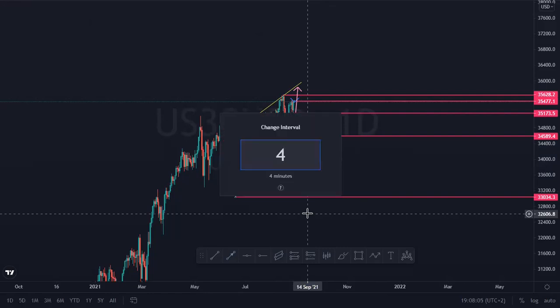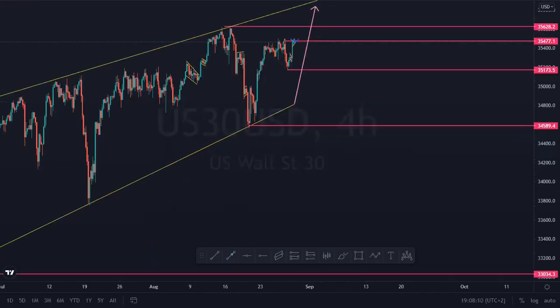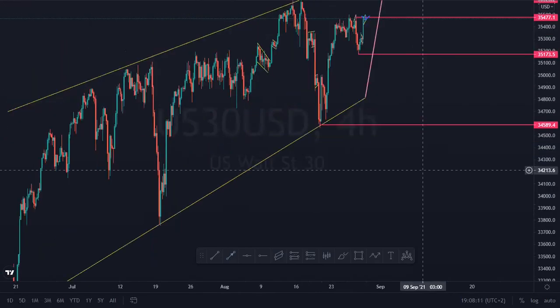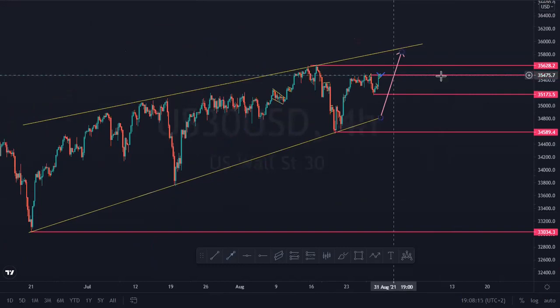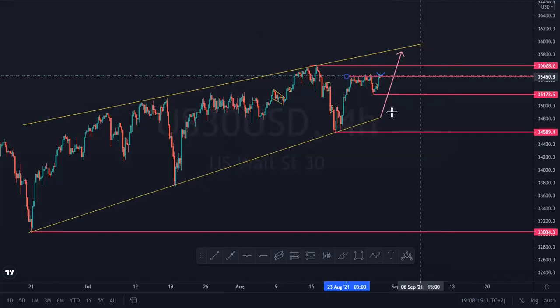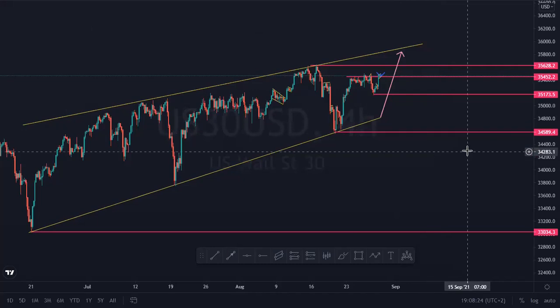What else do I see here? On 4-hour time frame, guys, mind your noise. As I said, on 4-hour time frame I can still see USD pushing up. I just marked this as my target, my zone for targets. This is what I target.